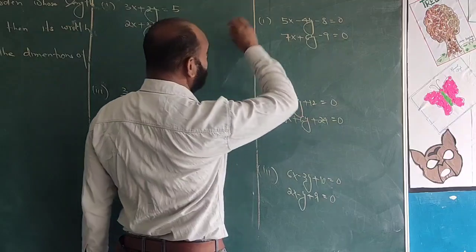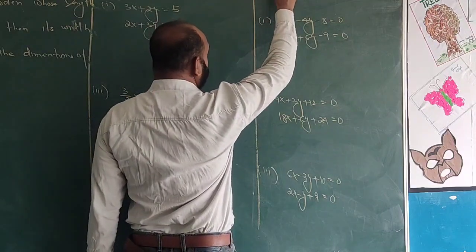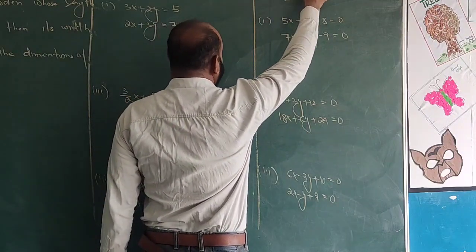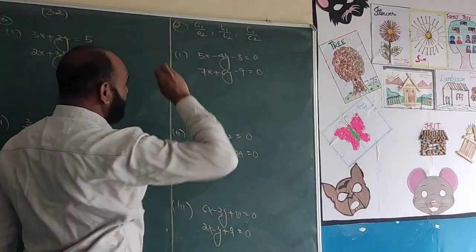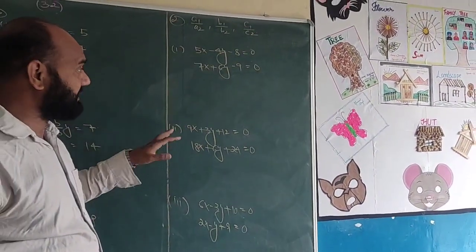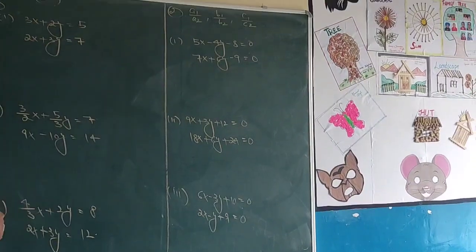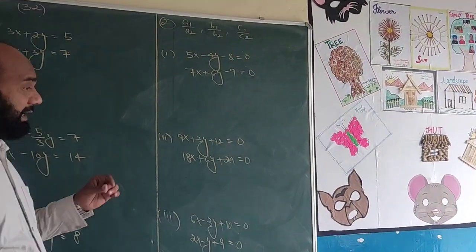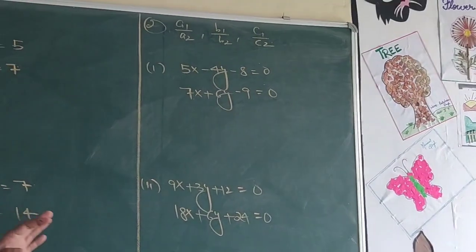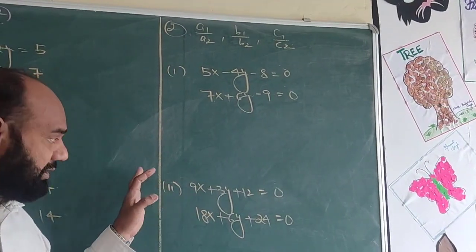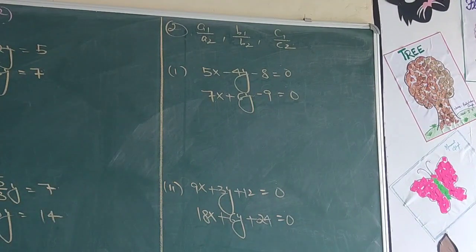The second question is, while comparing the ratios A1 upon A2, B1 upon B2, C1 upon C2, check whether the following equations intersect, are parallel, or coincide. In the beginning of the chapter, we discussed all the points where the lines are parallel, intersecting or coincide.